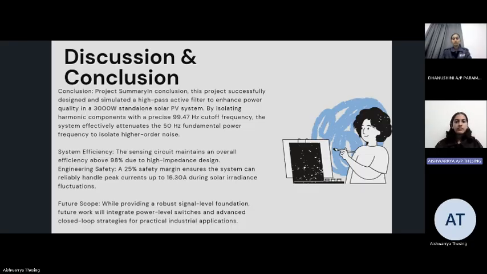Finally, let's look at the future scope. While providing a robust signal level foundation, future work will integrate power level switches and advanced closed loop strategies for practical industry application. This points to the potential for scaling the design to industrial level PV systems with practical and real world implementations.